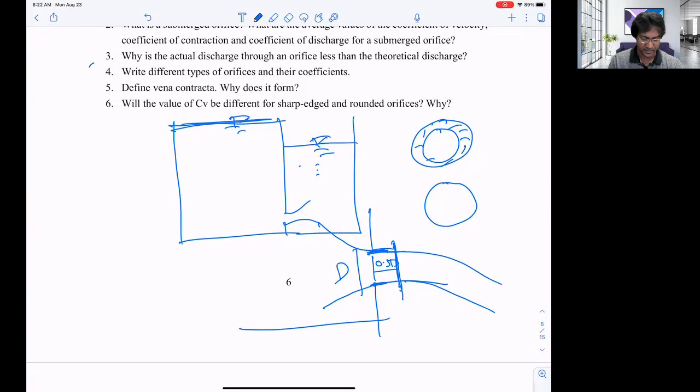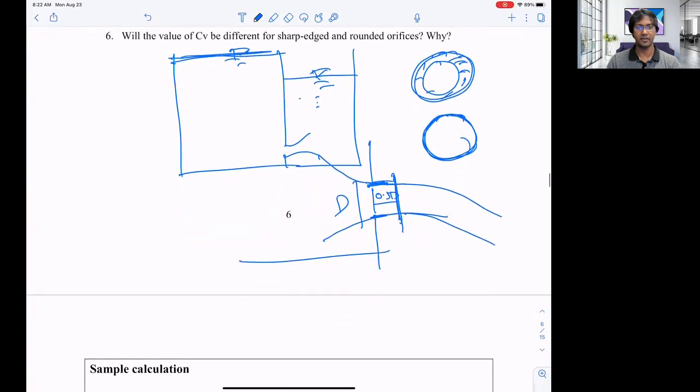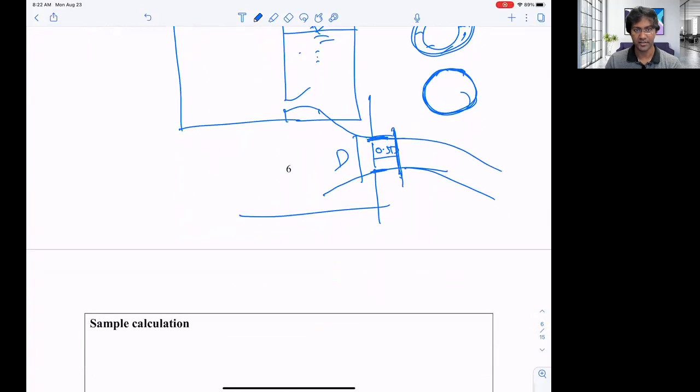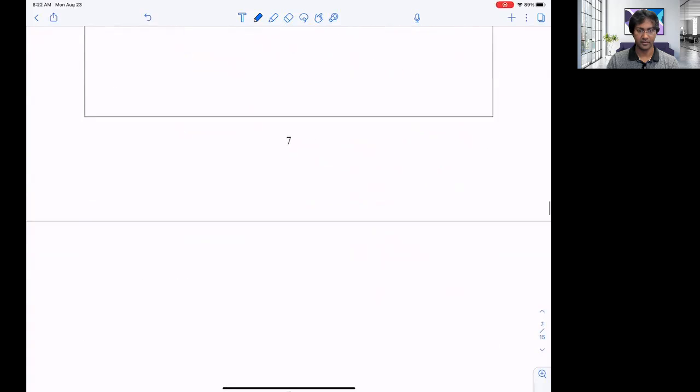And then will the value of CV be different for a sharp edged or rounded orifice? It may be different, but sometimes it may not be different. It may be the same. It won't affect whether this orifice is sharp edged or rounded. If it is rounded or if it is sharp, it will be the same. Otherwise, definitely, if it is sharp or round but has a thickness, then it will be different. So these are the equations and the answers I can think of right now.